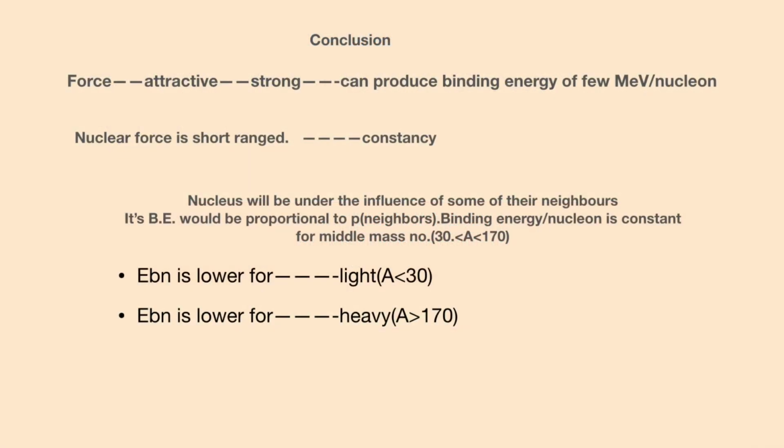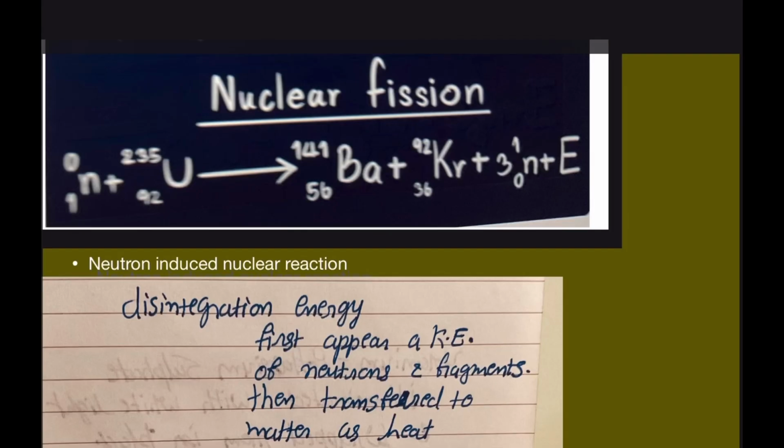In the previous lecture, we discussed nuclear energy. The binding energy of a nucleus is lower for lighter nuclei as well as for heavier nuclei. That means nuclei with A less than 30 have lower binding energy, and nuclei with A greater than 170 also have lower binding energy. So finally, nuclei having less binding energy transform into nuclei having greater binding energy, and in this process energy is released.